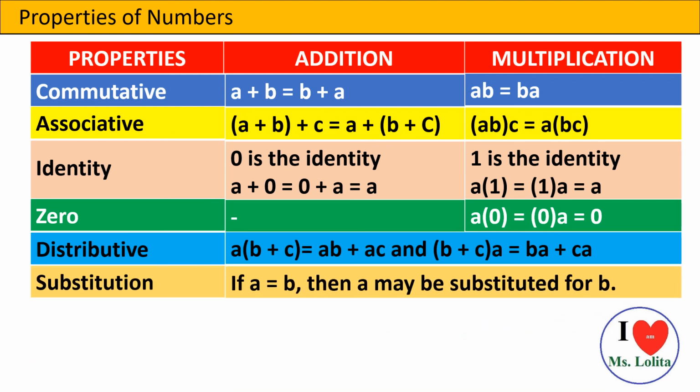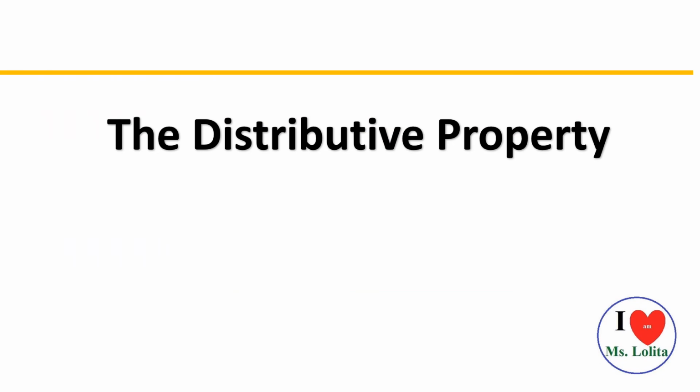And the last property of numbers which we are going to use is substitution. If A is equal to B, then A may be substituted for B. Appropriately, we have learned how to use the distributive property to evaluate expressions.